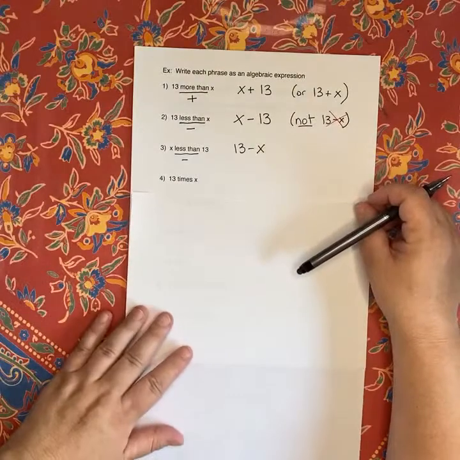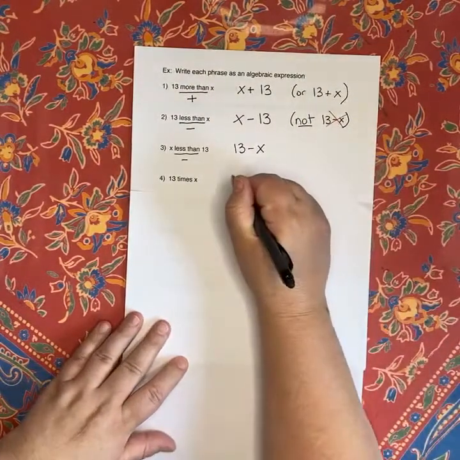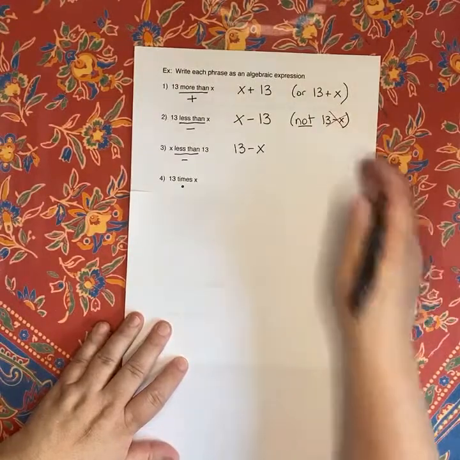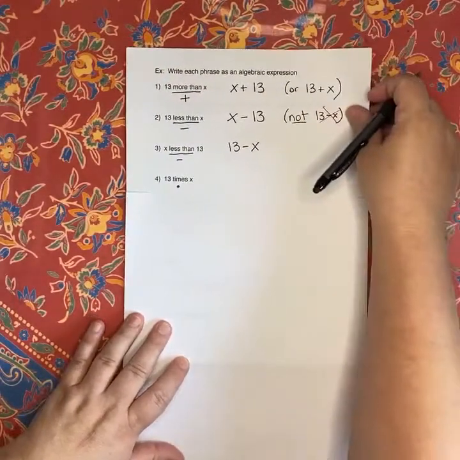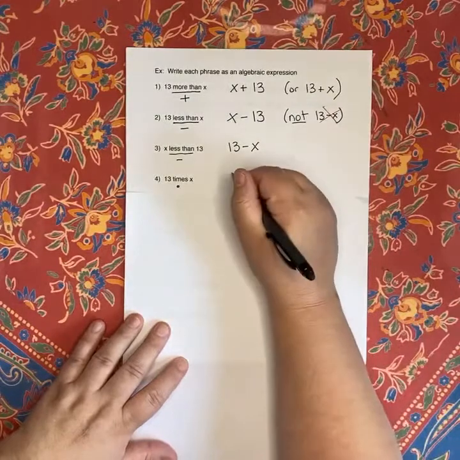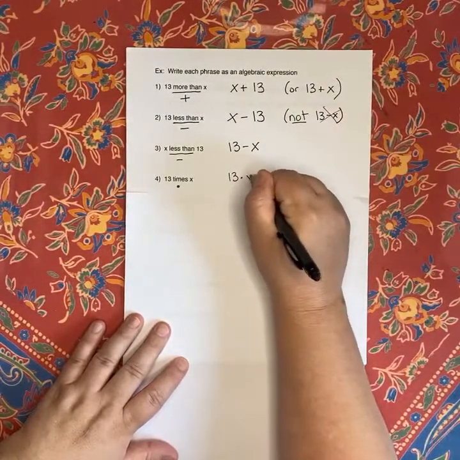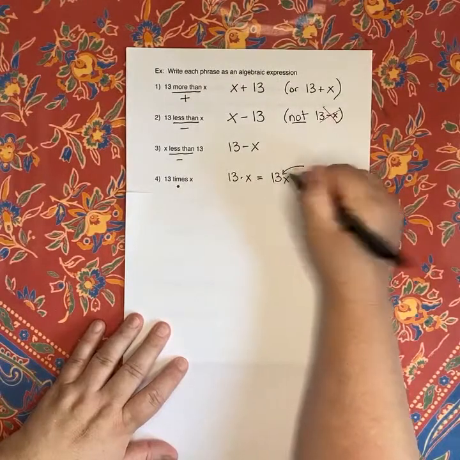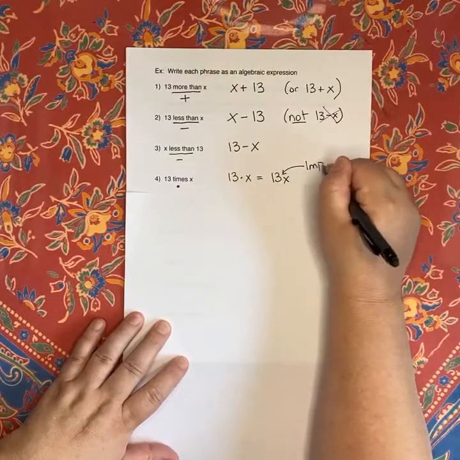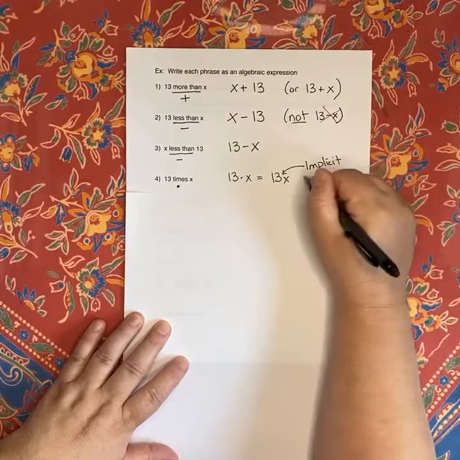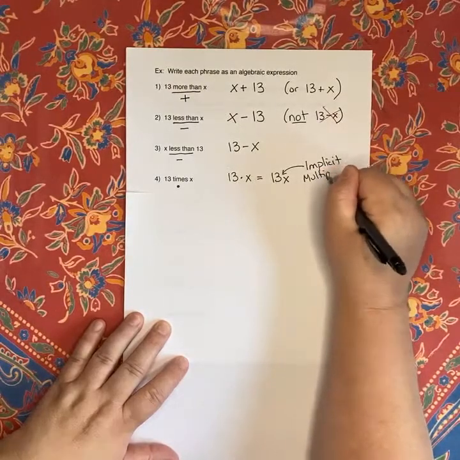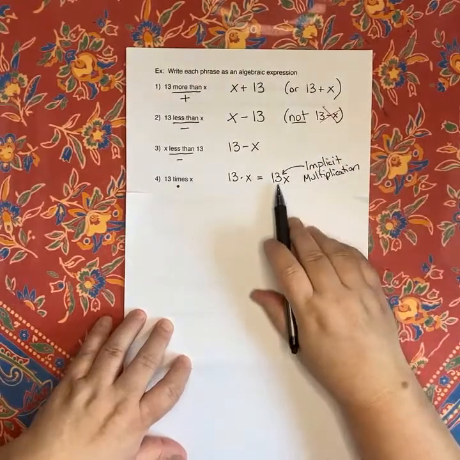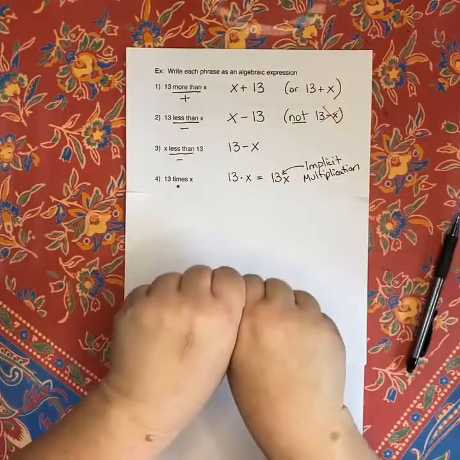Okay, 13 times x. Woohoo! Well, this one's nice because times means multiplication in English and math, and I think it's pretty self-explanatory. So I've got 13 times x, and I'm going to write that as 13x, and I'm going to say this is implicit multiplication. And what that means is I just take those two things and I smash them together.